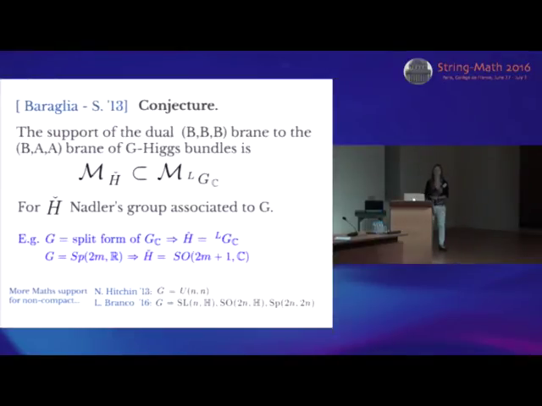And the proposal that we have with David Baraglia is that the dual brane should be the space of Higgs bundles for the complex group, which is Nadler's group. David Nadler was studying loop Grassmannians, and he constructed a complex group inside the Langlands dual group associated to each real form. I set there some examples. If you look at Higgs bundles for that complex group, from the way that this brane lies inside the Hitchin fibration and the properties that it has, it really looks like it should be the case.